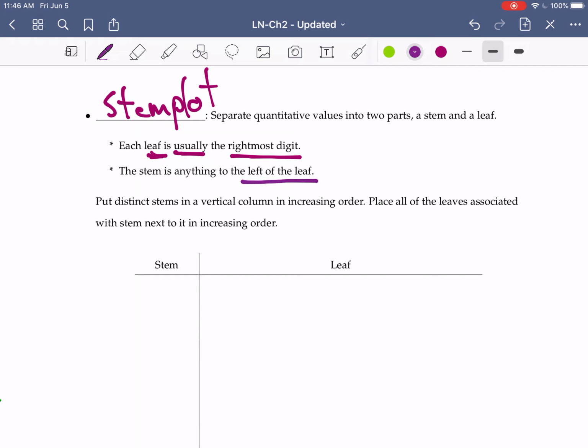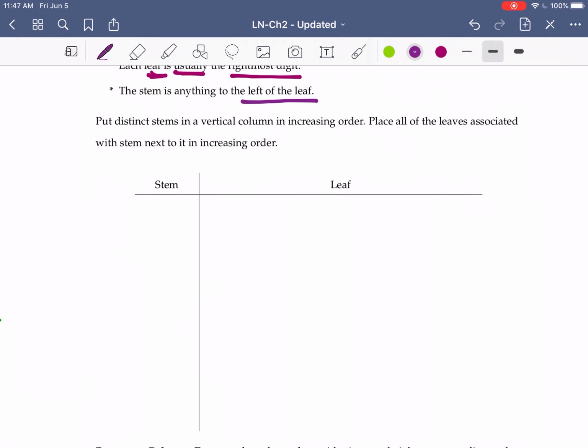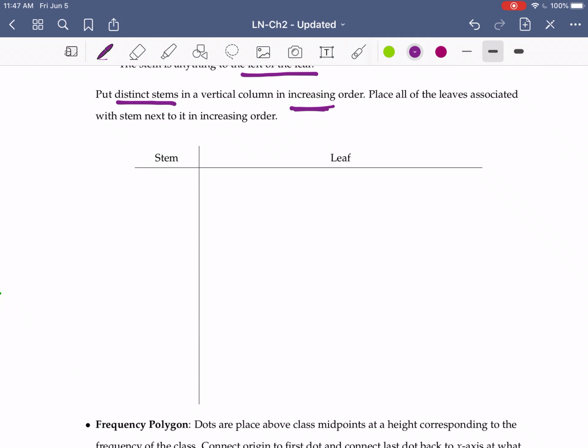So if most of your data values go to a tenth and one of your data values goes to a whole number, then write that whole number data value as 0.0, so it goes to tenths. If most of your data values are whole numbers and one of them goes to a tenth, then you might round that data value because it makes more sense to look at the whole number part. You put the distinct stems in a vertical column in increasing order, and then you place all leaves associated with the stem next to it, also in increasing order.